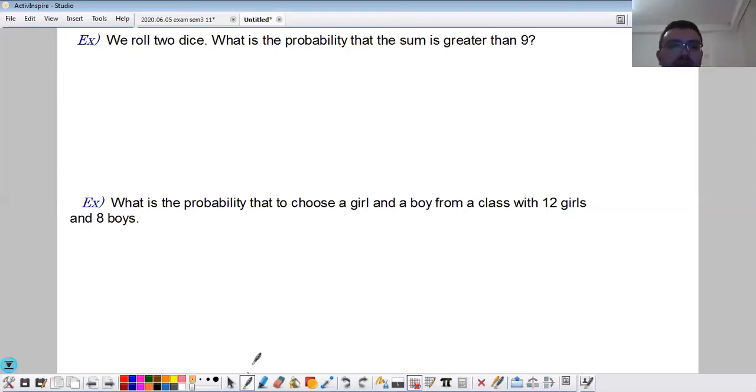Hi everyone, now we will solve two examples about probability. Firstly, we roll two dice. What's the probability of getting a sum greater than 9?